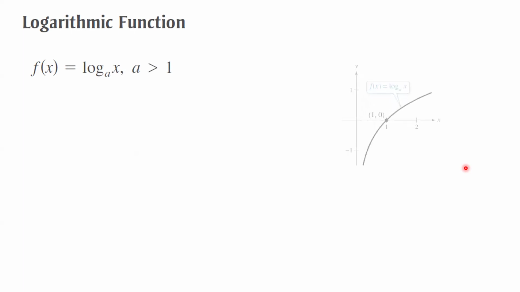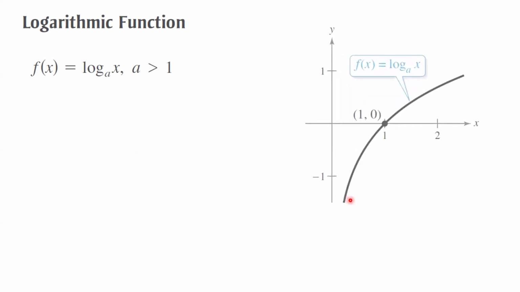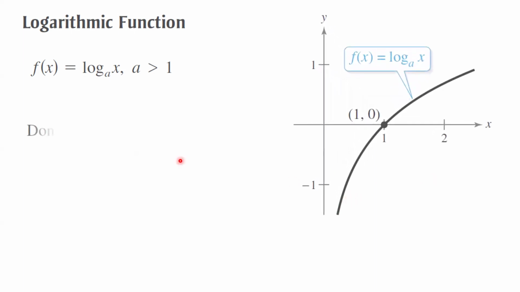The next function, which is the inverse of exponential function, is a logarithmic function. This function is defined as log with base a of x when a is more than 1. The graph of the function behaves like this. So for the domain of the function, we are not allowed to plug in negative values for x. It doesn't include 0 as well. So open interval 0 to positive infinity is the domain of this function.